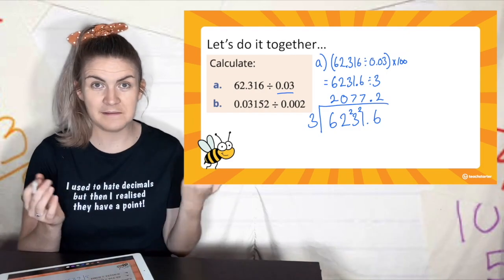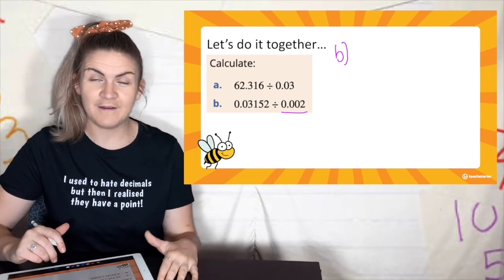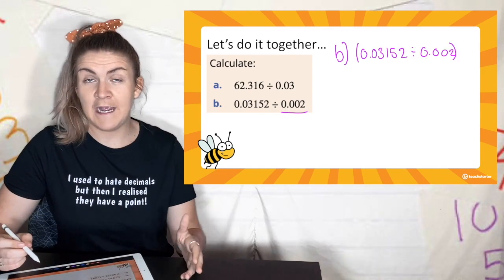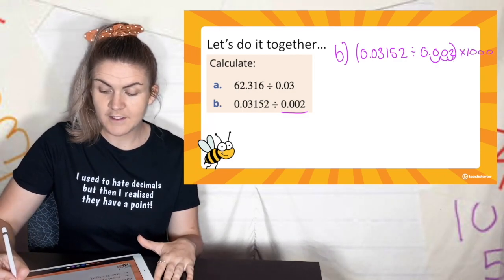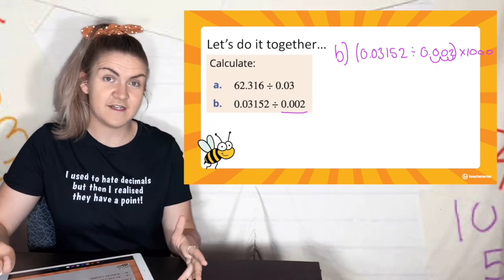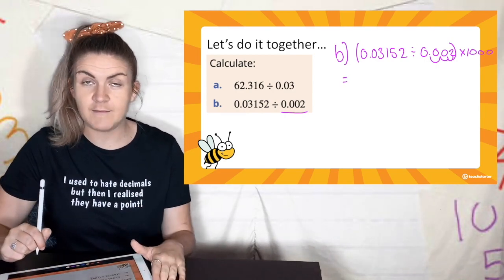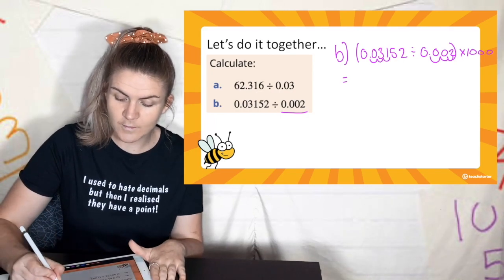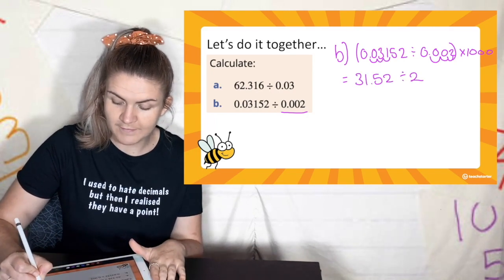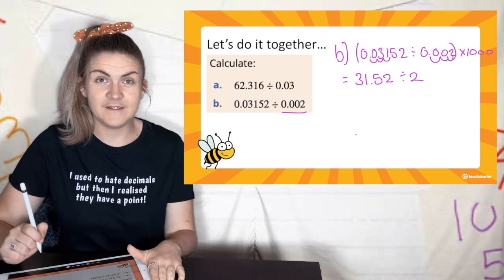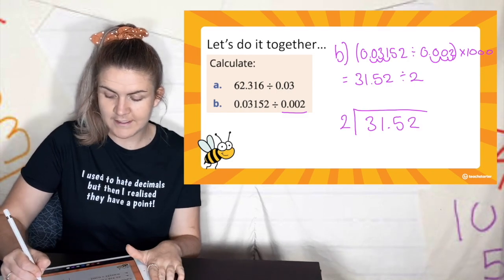Same as when we divide by fractions and numbers that are smaller than 1, it actually makes our original number get bigger. B. Notice my divisor is not a whole number, so I'm going to write the whole thing out in a bracket. Now I've got to figure out how many places my decimal needs to move. That's 1, 2, 3. So I'm timesing by 1,000 because 1,000 has 3 zeros. Underneath, I'm going to write what each of them times by 1,000 would be. So this is 1, 2, 3, and it's 31.52 divided by 2.